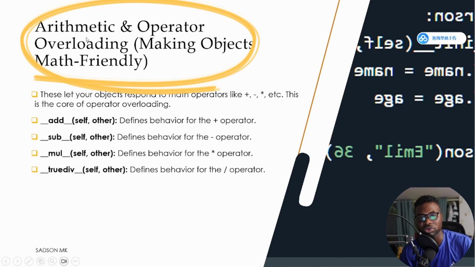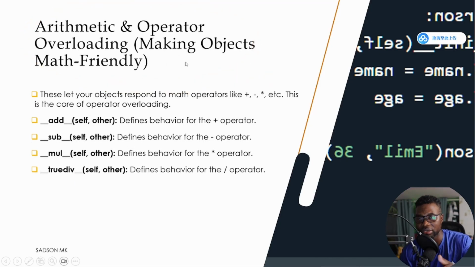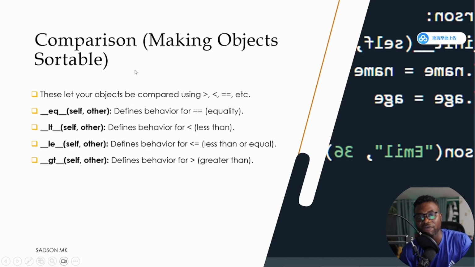We have double underscores for arithmetic and operator overloading. This is when you want to make your objects math friendly. So we have the double underscore add, sub, mul, and truediv. They define the behavior for the plus, minus, multiplication, and division of your objects if you want to perform some arithmetic operations, but we're not going to be using this in this tutorial. And then we have the last category that I put, which is for comparison, which is for making objects sortable. These let your objects be compared using the greater than, less than, or equal. So basically, this is what we have in terms of categories of Dunder methods.